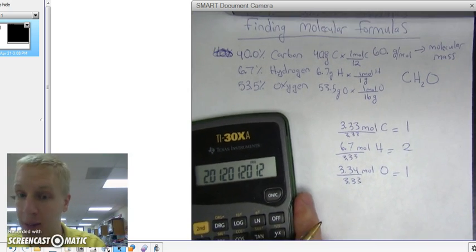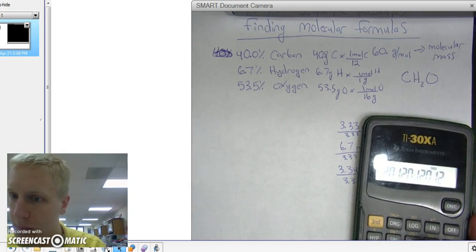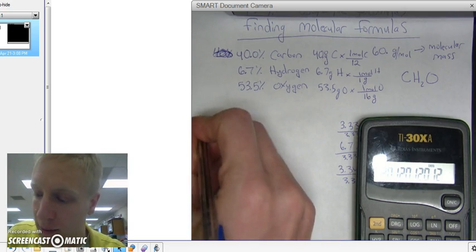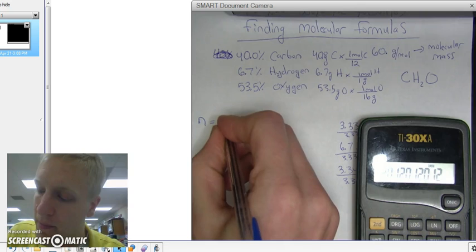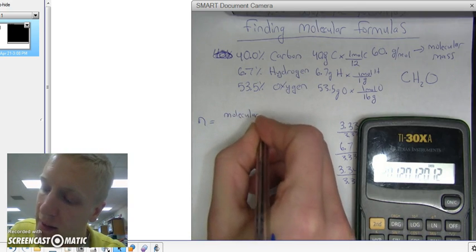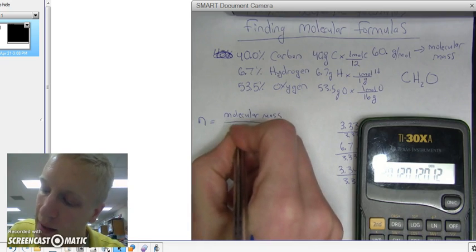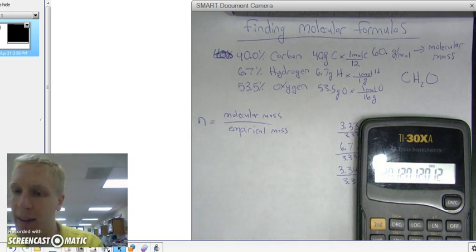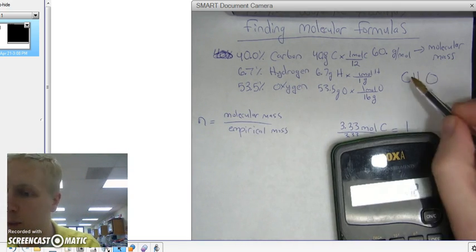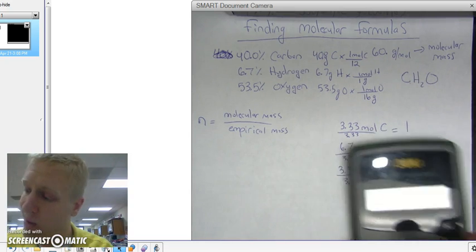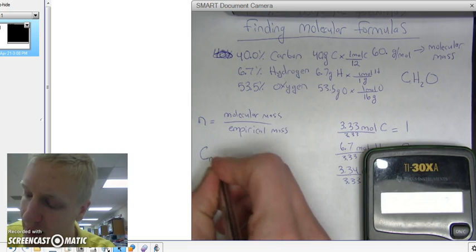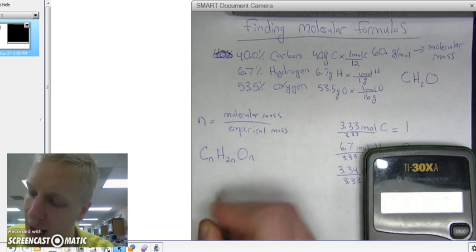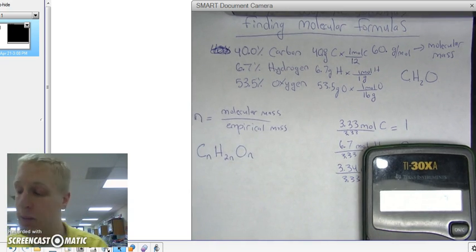Alright, now that I have my empirical formula, I can then begin to find my molecular formula. And I'm going to use the formula of N equals molecular mass divided by empirical mass. And N is going to be my multiplier of all my subscripts. I'm going to multiply each of these subscripts by N. So it can be written as CN H2N ON. Multiply all my subscripts by N.